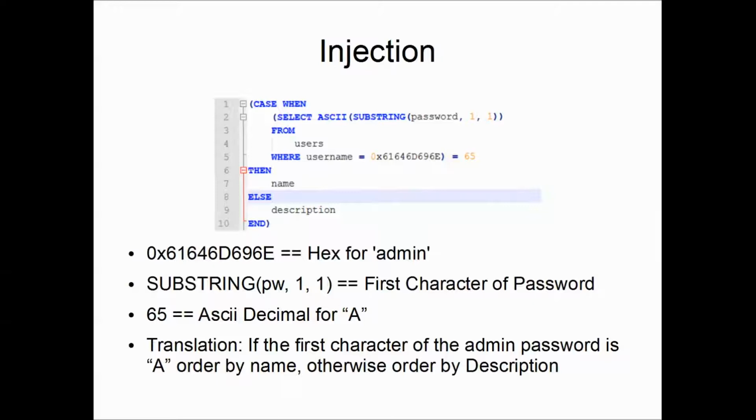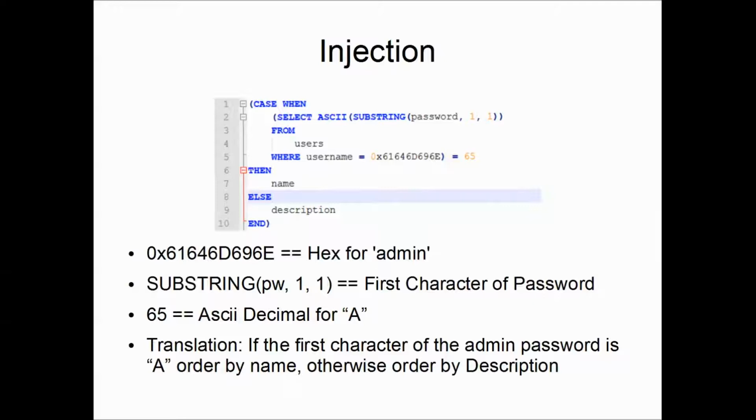So in the order by clause, we can put some conditional logic in there. So we're putting a case statement, and we are selecting a small portion of the password hash from the admin row. So that's what this hex value is. So this hex value here is a hex representation for admin. So MySQL allows you to represent ASCII text with hex values, eliminating the need for tick marks here. The substring is pulling back the first character, one character length. So we're pulling off the first character of the password hash. 65 is the ASCII decimal for the letter A. So we're just starting off with the letter A.